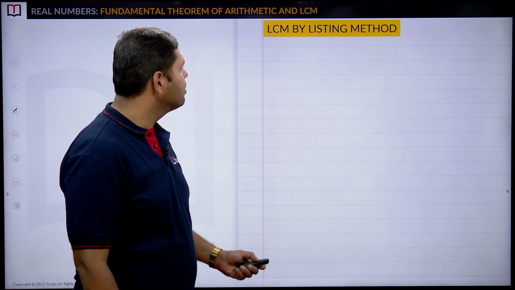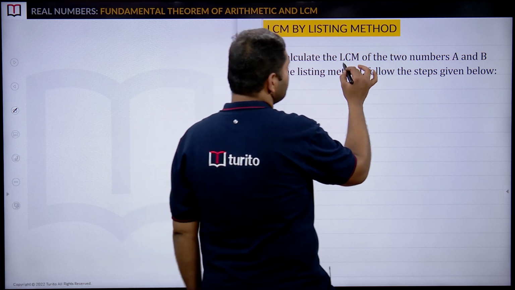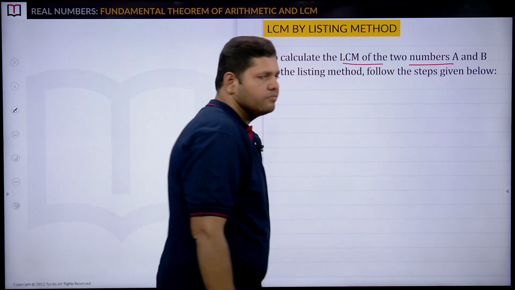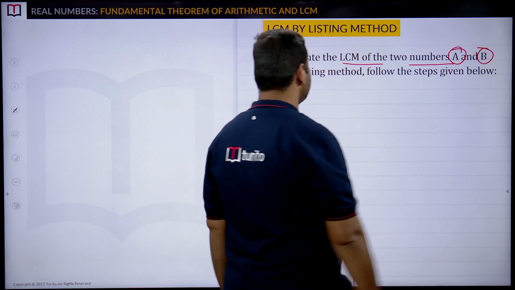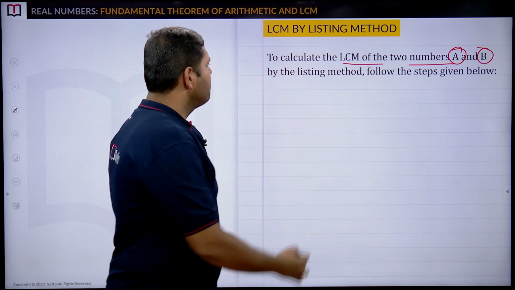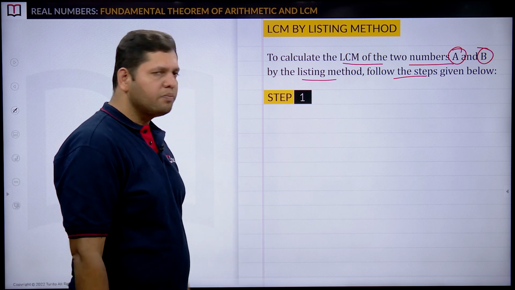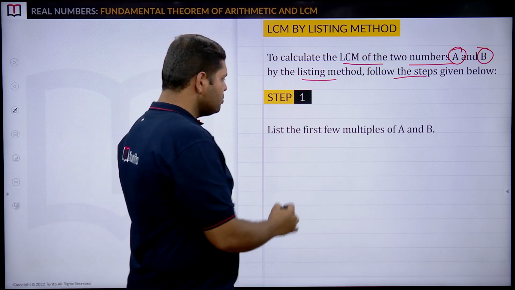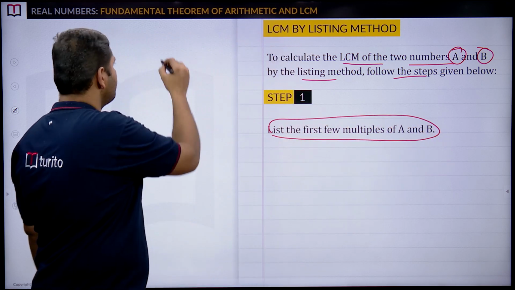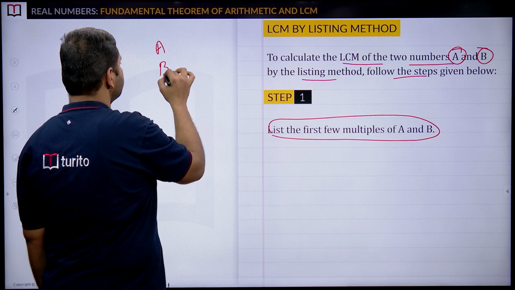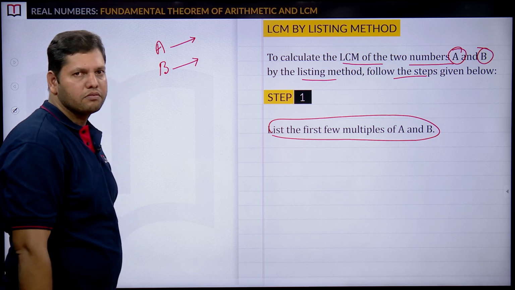First method, children, by listing method. So what is the listing method, children? In this method, to calculate the LCM of two numbers, I am taking A as one number and B as the other number. We follow these steps. Step number 1: first, write down a few multiples of A and write down a few multiples of B.